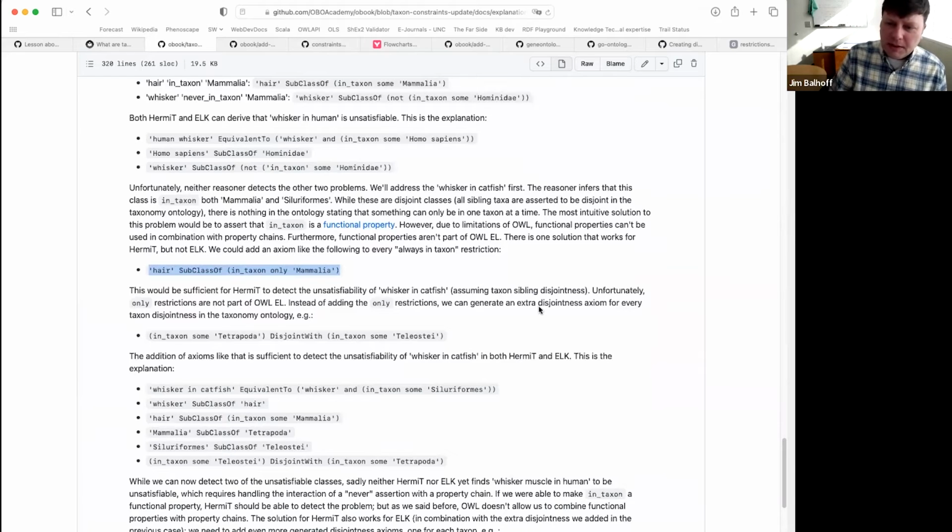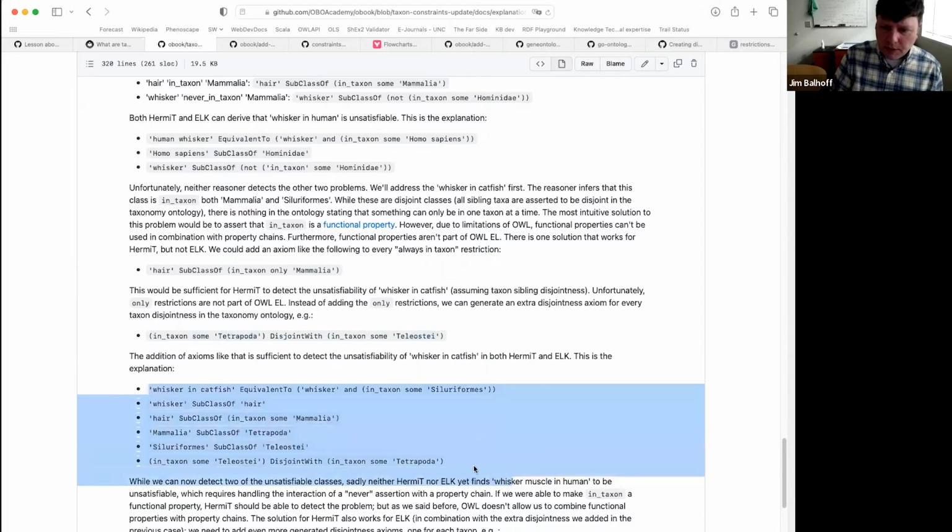In the taxonomy ontology, we generate an extra disjointness axiom for every taxon disjointness. So where we have tetrapods disjoint with teleostei, we also generate this GCI: in taxon tetrapods is disjoint with in taxon teleostei. And so this is a disjointness with an expression on both sides. If you have these, which you have to generate programmatically for the whole taxonomy ontology, that works for both HermiT and ELK, and now they can find that whisker and catfish is unsatisfiable. And so this is the explanation from ELK.